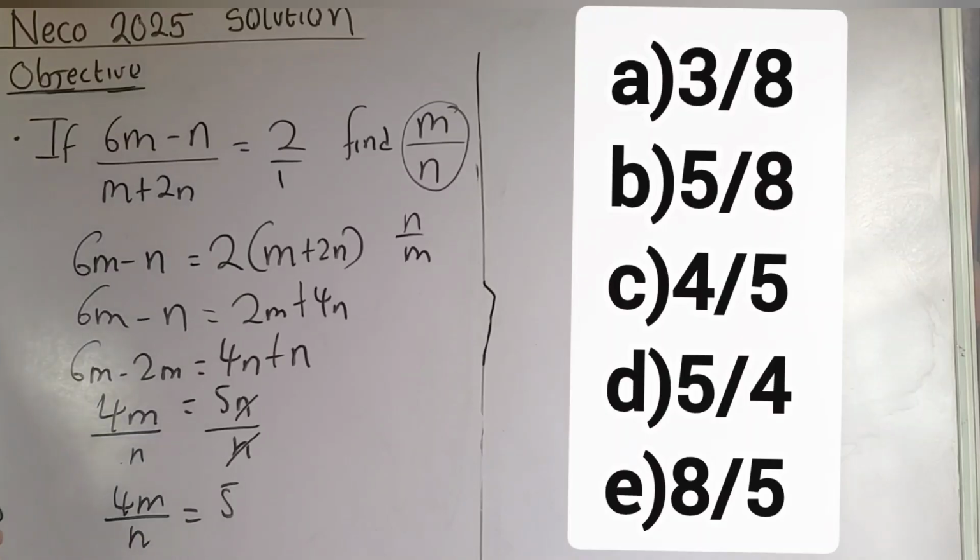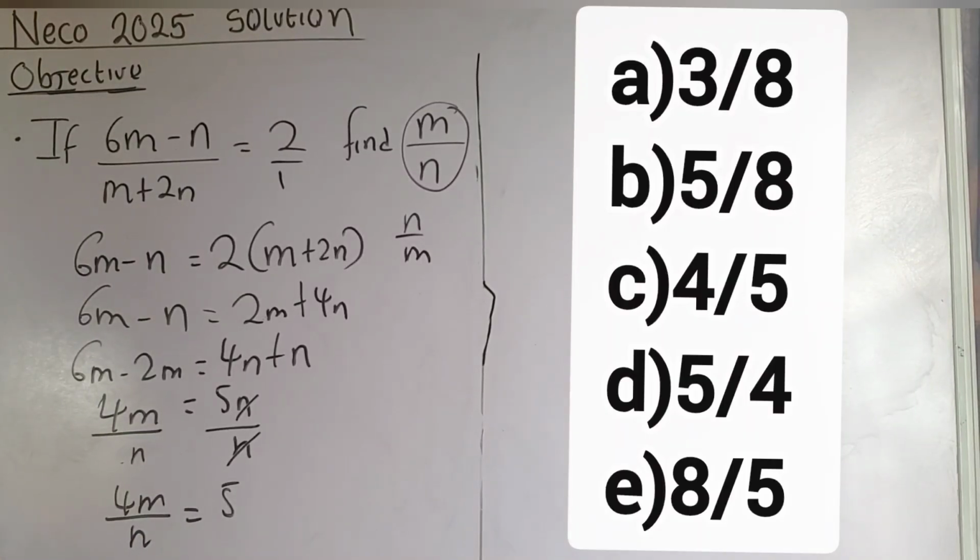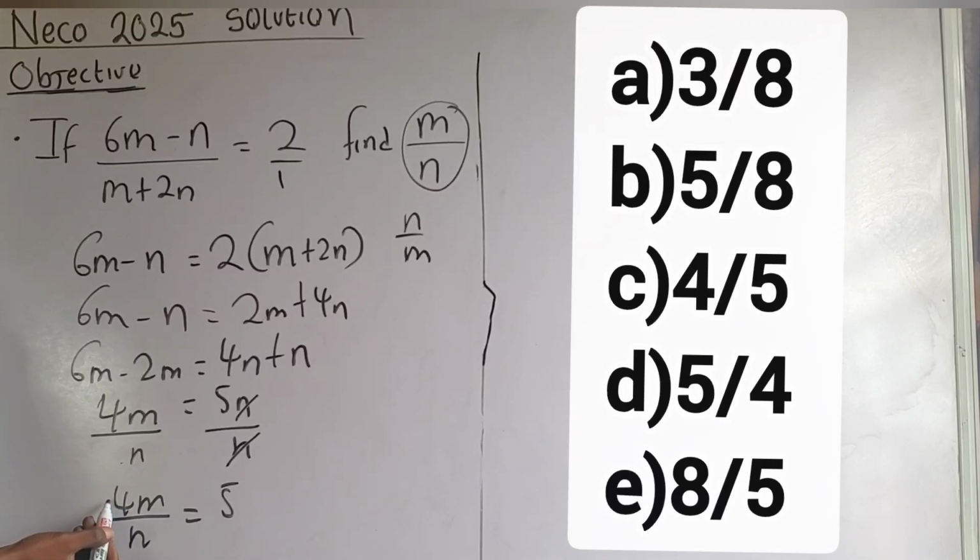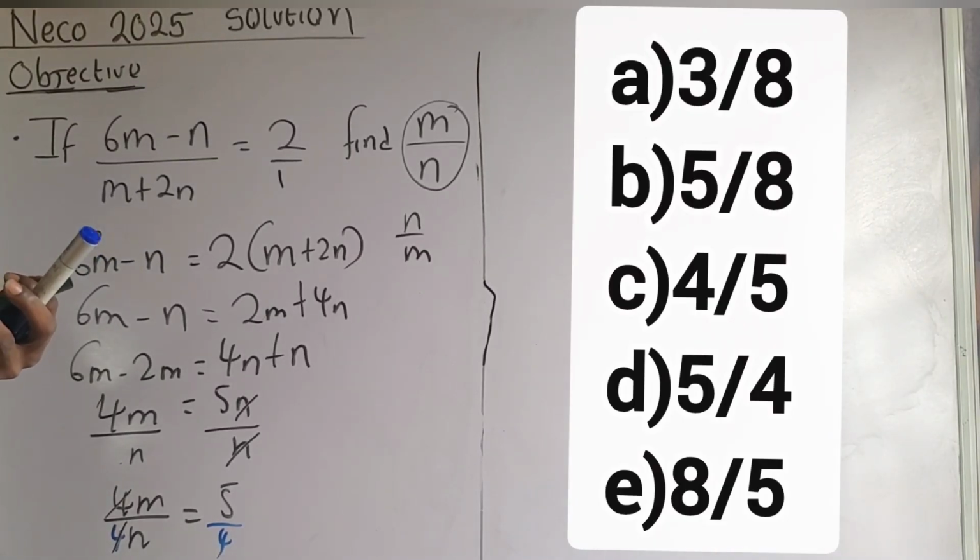Now, having gotten to this point, you are still going to divide both sides by 4 to eliminate the 4, the coefficient of m here. So you are going to have this over 4, this over 4. So this 4 is going to eliminate what you have here. So at the left hand side, you are going to have m over n equals to what? 5 over 4. So the correct option to that question is option D. Option D is correct. That is 5 over 4.